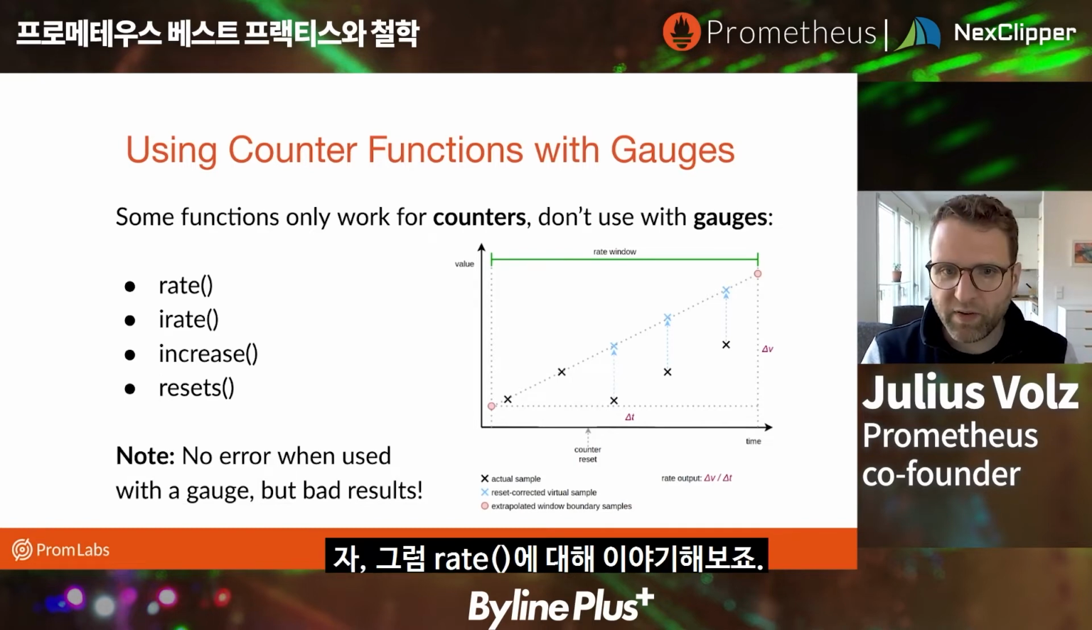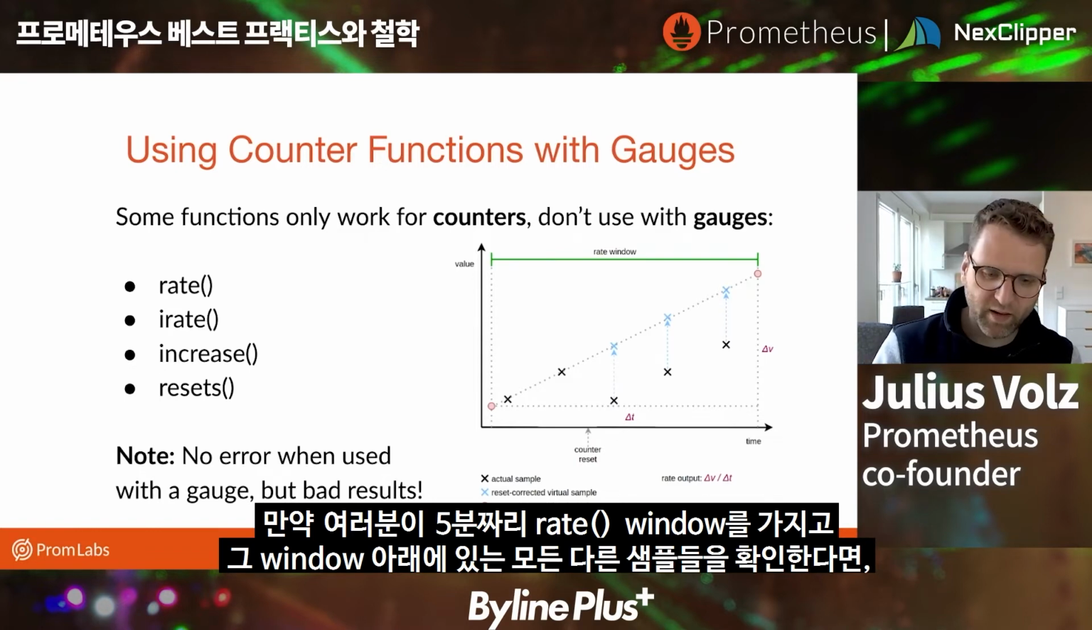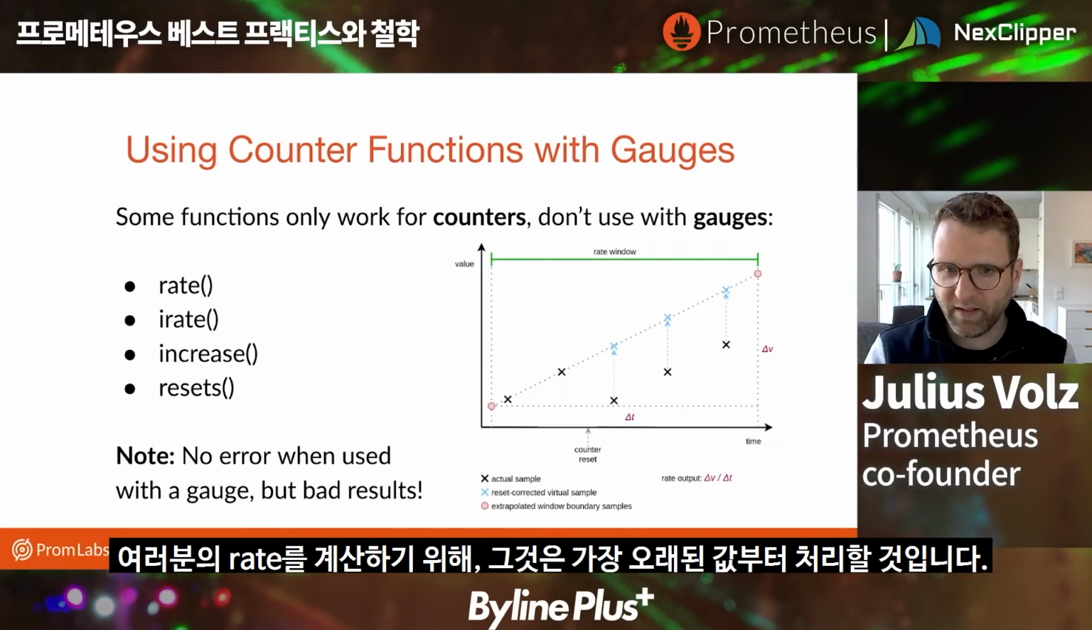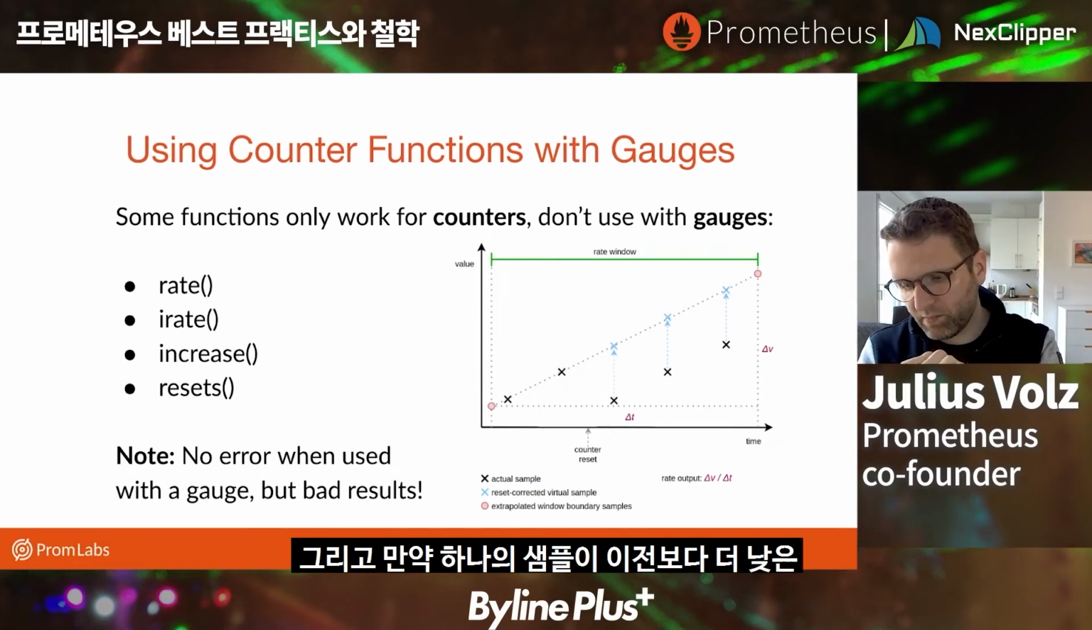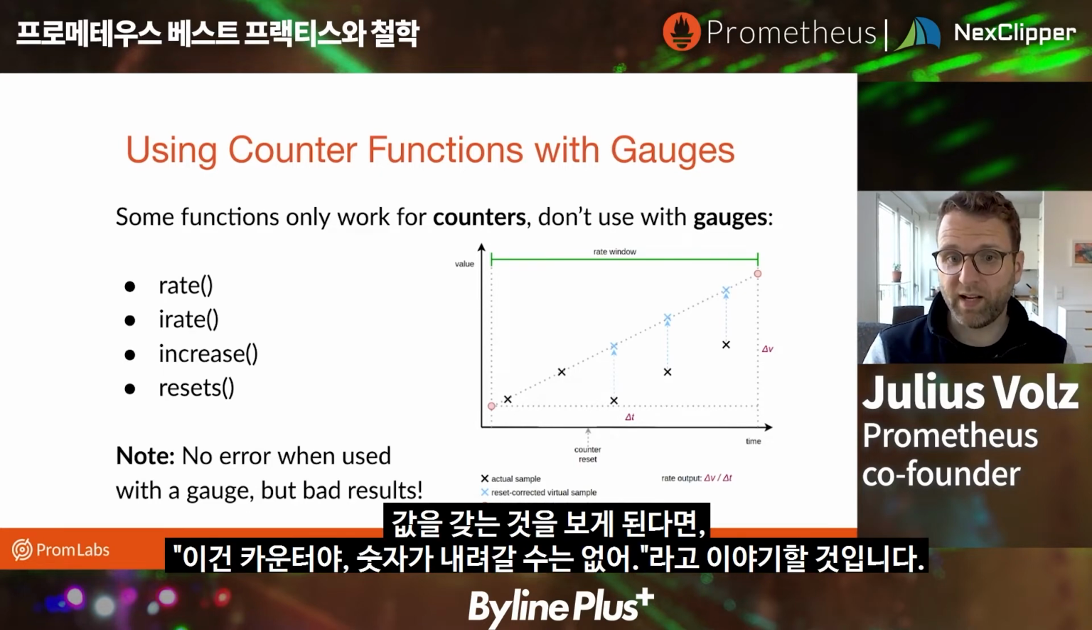So let's say the rate function, right? If you take a 5-minute rate window, it looks at all the different samples under that window, and it starts at the oldest ones and goes through them to compute your rate. And if it ever sees one sample having a lower sample value than the previous one, it will just say, hey, this is a counter.